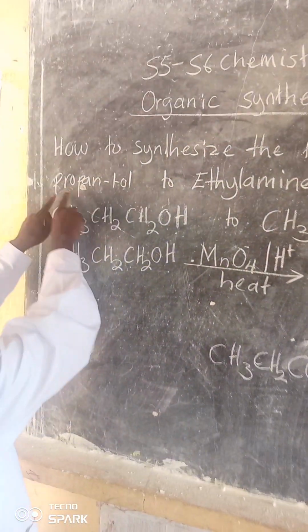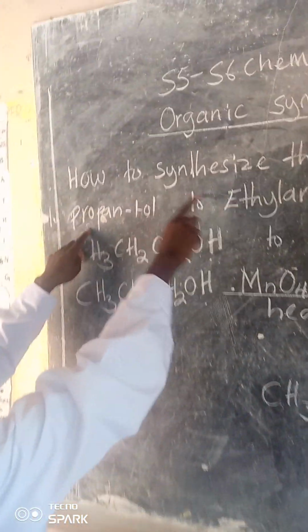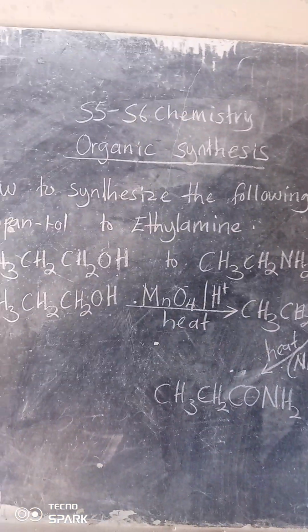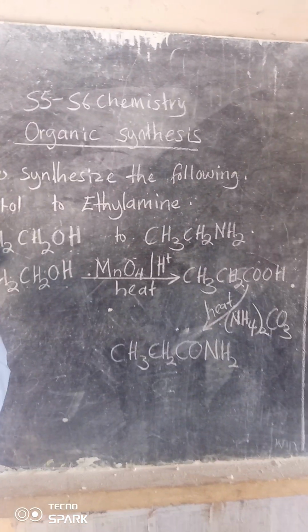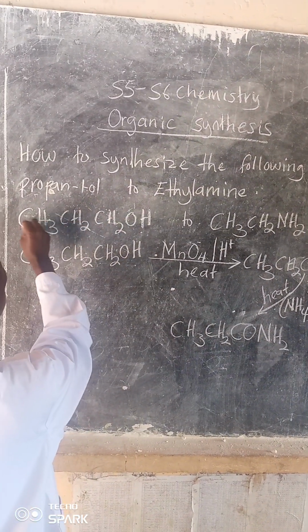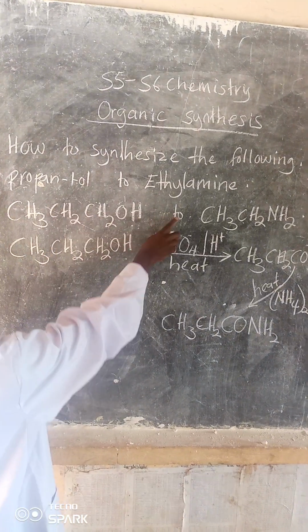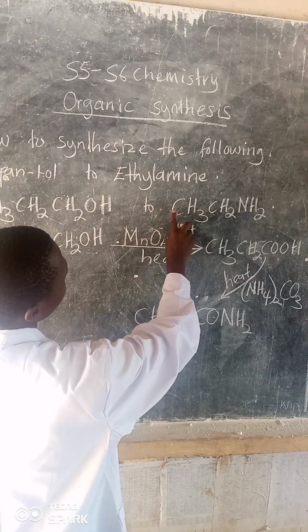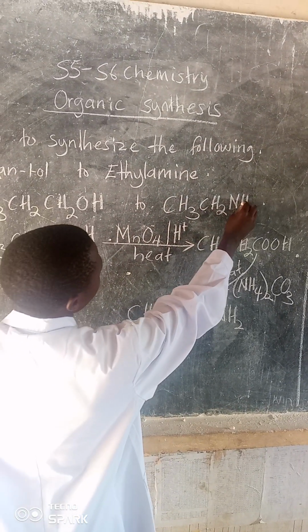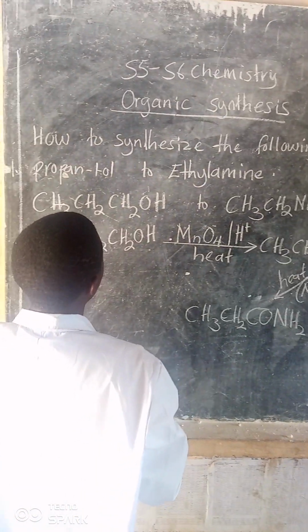We are going to synthesize propan-1-ol to ethylamine. How are you going to do it? Propan-1-ol is written like this with 3 carbon atoms, first of all, and ethylamine is written like this. Ethyl means 2 carbon atoms plus the amine group.